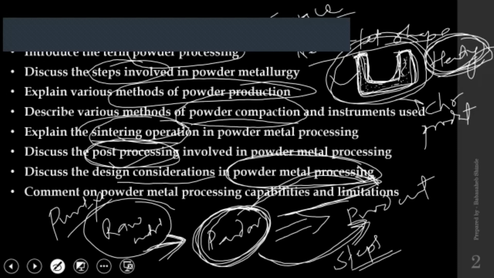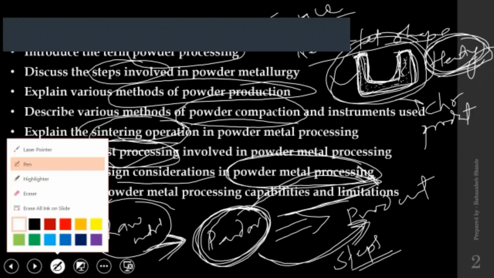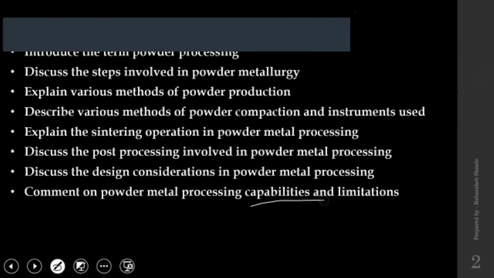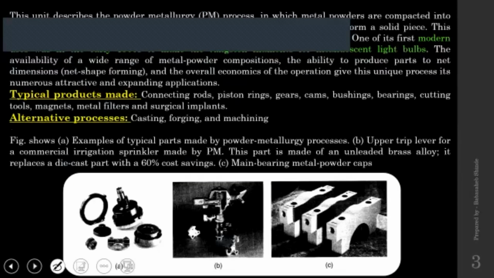And last one, commenting on capabilities and limitations of this powder metallurgy process or this metal powder processing technique. Capabilities means what are the advantages or what are better characteristics compared to other processing techniques, and what are limitations associated with it. All those things we'll be discussing.